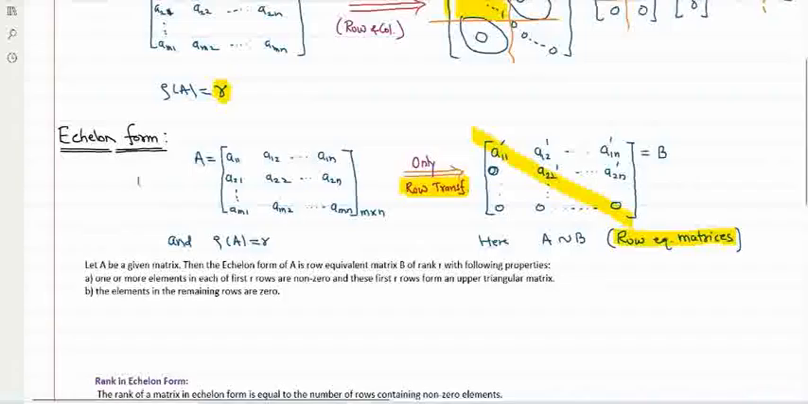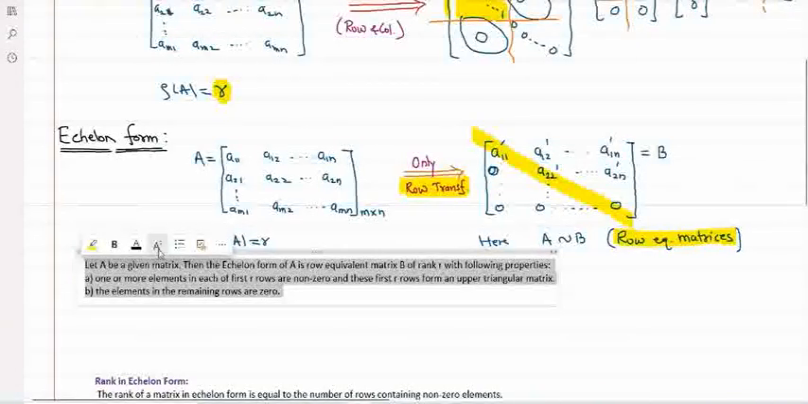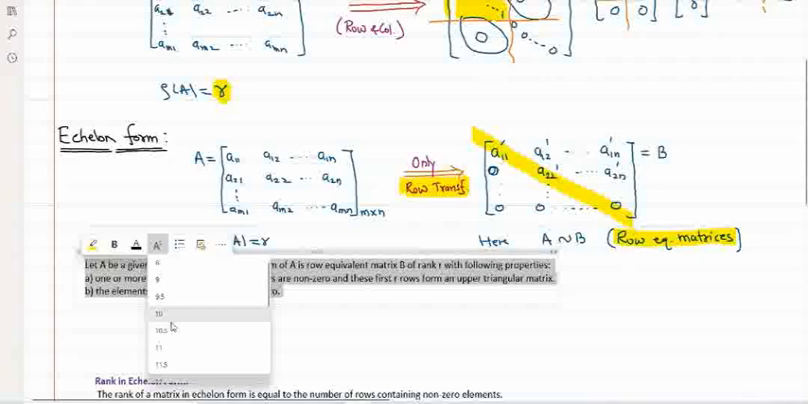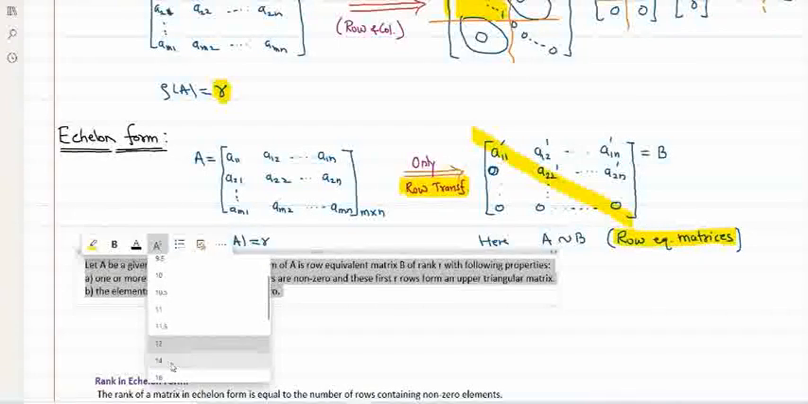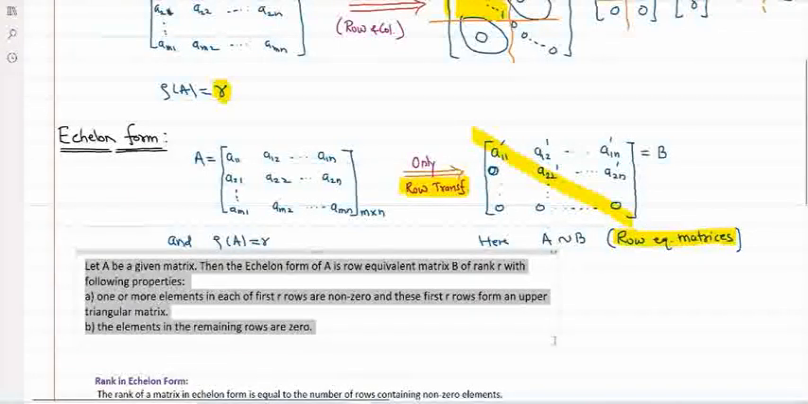Be particular, see the definition. I will reduce the font, or I will increase the font. Yes, it is. Now I think it is fine.